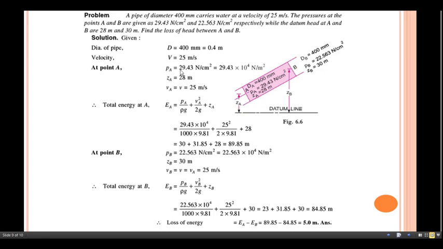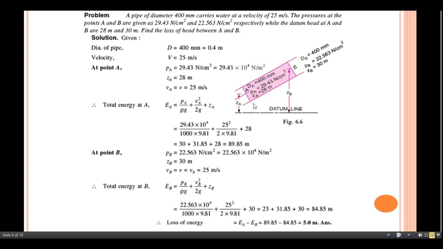Now we'll see the next problem on the same topic. A pipe of diameter 400 mm carries water at a velocity of 25 meter per second. The pressures at points A and B are given as 29.43 Newton per centimeter square and 22.563 Newton per centimeter square respectively, while the datum heads at A and B are 28 meter and 30 meter. Find the loss of head between A and B.